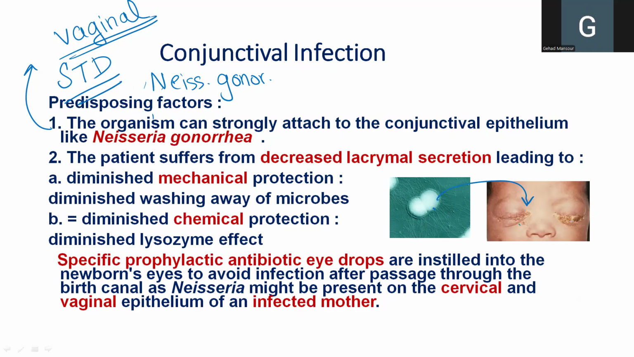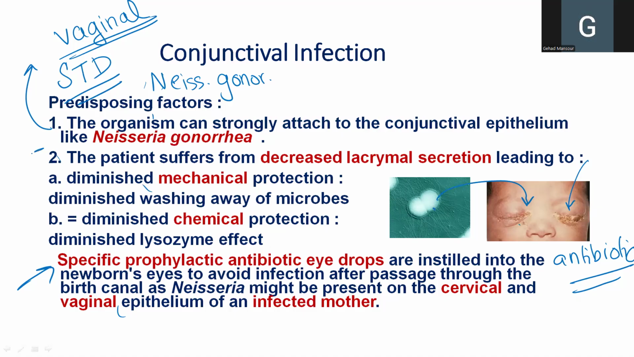And the problem here is that you have to instill antibiotics in the eyes on the spot, and we usually do this as a prophylactic or protective way of protecting the conjunctiva or preventing infection. So the second question is, why do we instill antibiotic eye drops? In order to prevent acquiring any disease from the mom's vagina.